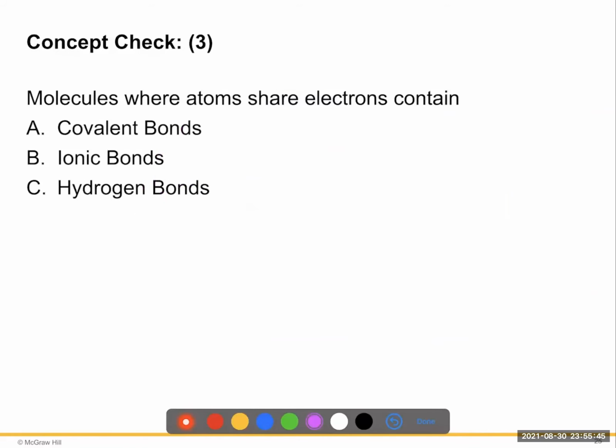Okay. See if you understand this one. Molecules where atoms share electrons contain what types of bonds? When they share an electron, is it covalent, ionic, or hydrogen? Covalent. Got it. Perfect.